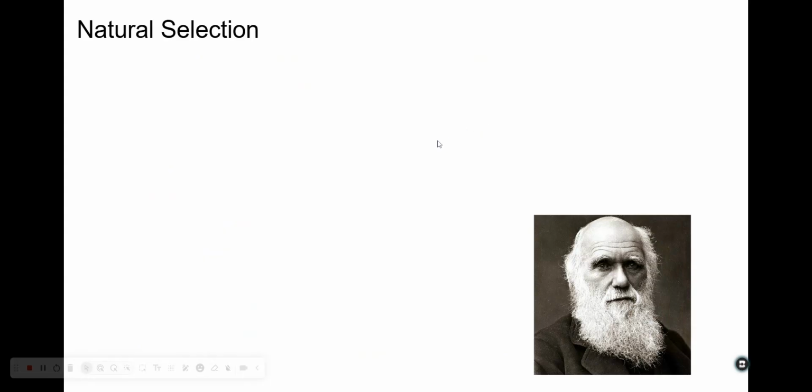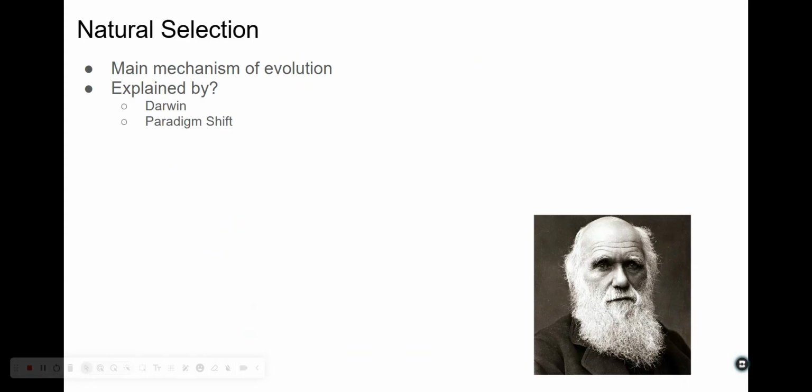So natural selection. Natural selection is the main mechanism of evolution, and it was first explained by Darwin. That's correct. So it's a paradigm shift that replaced Lamarckism. And so using his data from his travels and from studying pigeons and dogs when he got back home, Darwin created the model of natural selection, so the explanation for natural selection. And what he said is, for natural selection to work, you must have variation.